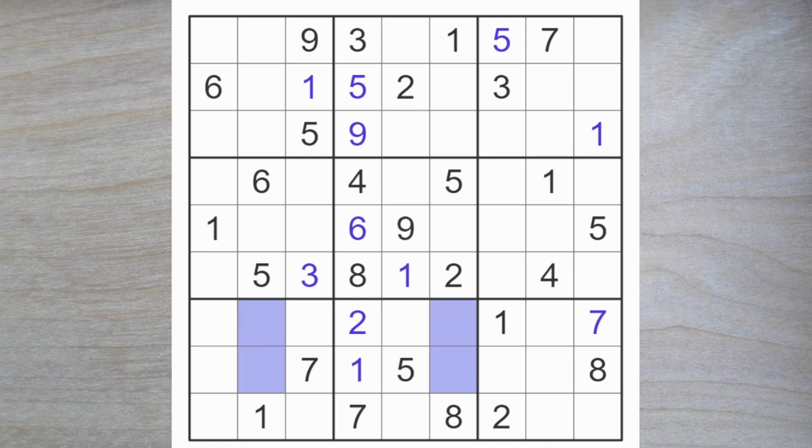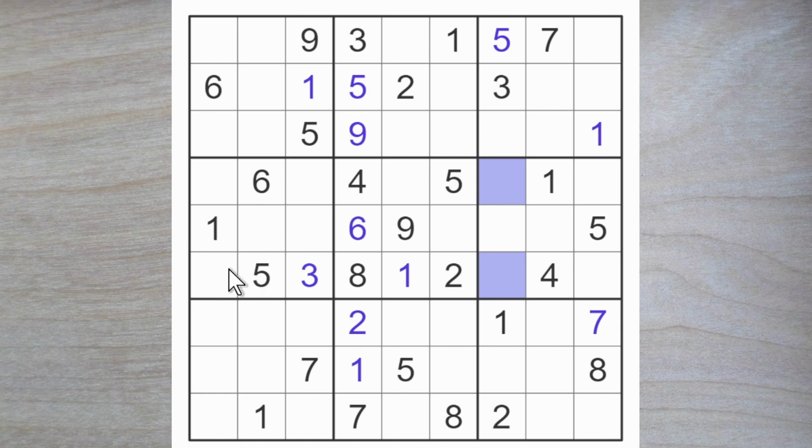So now we need to find a 9 for the bottom 9th row, and that must go either here or here. That means that it can't go here. A 9 also can't go here. A 9 also can't go here. So one of these two squares must be a 9.